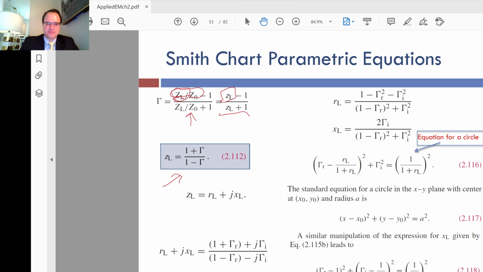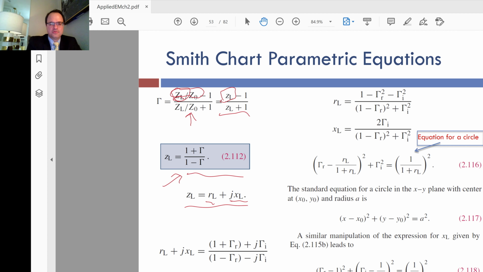Z sub L in general has a real part normalized relative to Z naught, so it's a resistance, a normalized resistance, and an imaginary part, which is the normalized reactance. All right, so we have this equation and this equation.